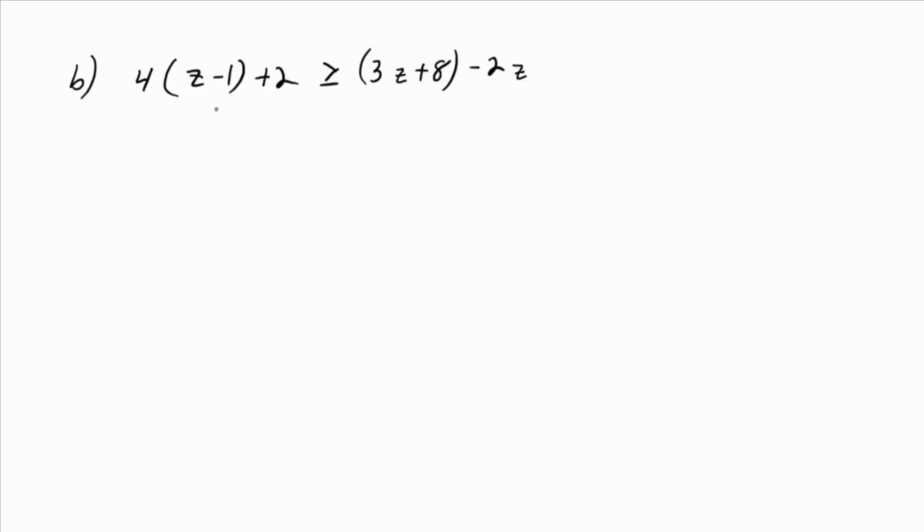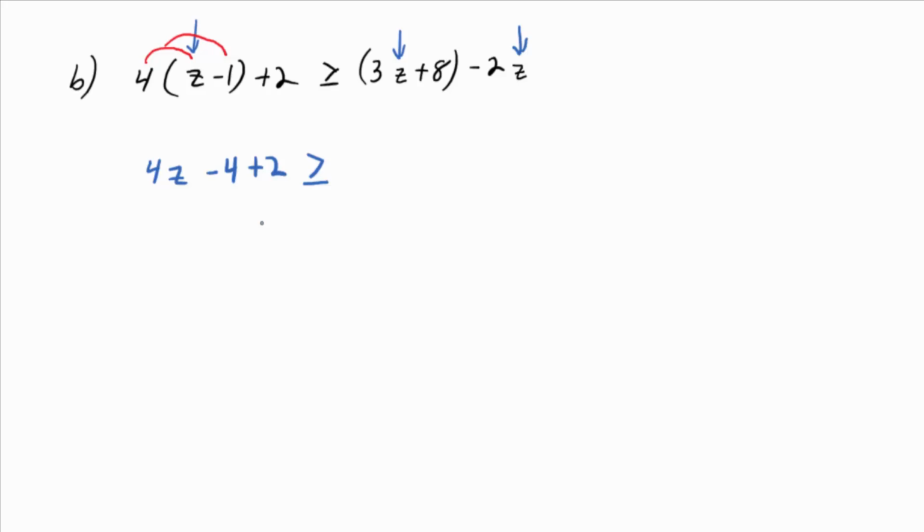Remember, if you want to be able to manipulate the z, there's multiple occurrences of the variable, right? Z. If you want to be able to get the like z's together, then you got to get it outside the parentheses. So you got to get rid of the parentheses first, which on the left side anyway means distribution. So help me out here. What do I get when I distribute? 4z minus 4 plus 2. Parentheses gone, right? That was the left side. The right side, 3z plus 8 minus 2z.